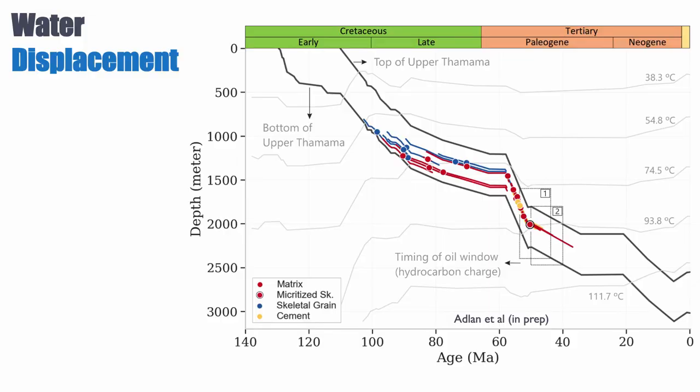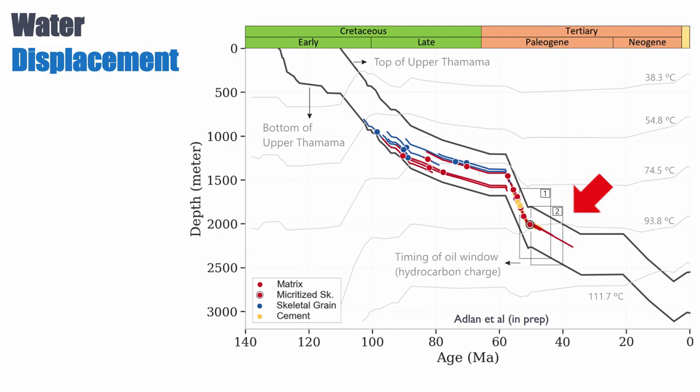So when does diagenesis stop in the subsurface? Well, because diagenesis in carbonate is driven by aqueous solution, it stops when we no longer have water. And here's some data from my PhD student, Ki Adlan, that looked at the clumped isotope temperature of a subsurface reservoir in the Middle East and has shown that recrystallization stopped at a temperature of roughly 92 degrees.